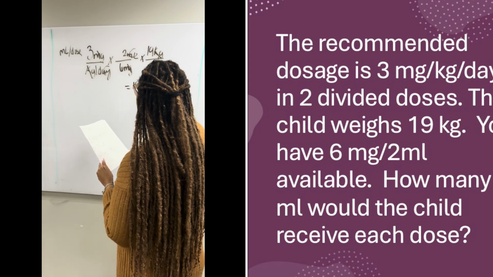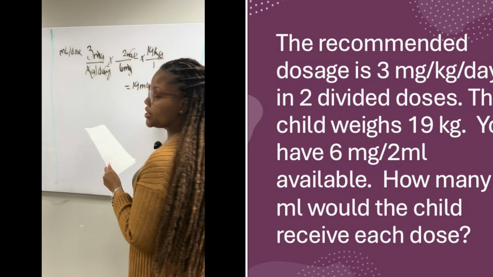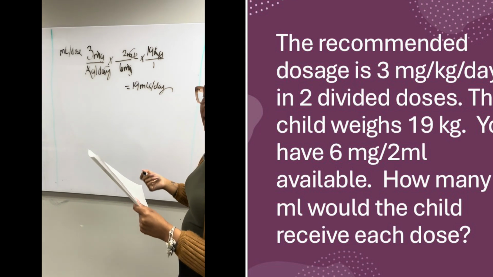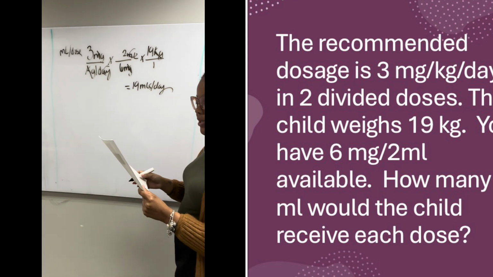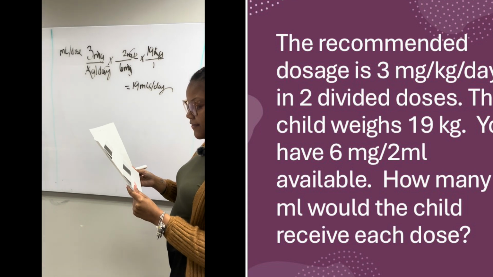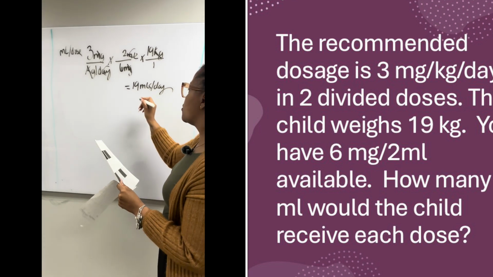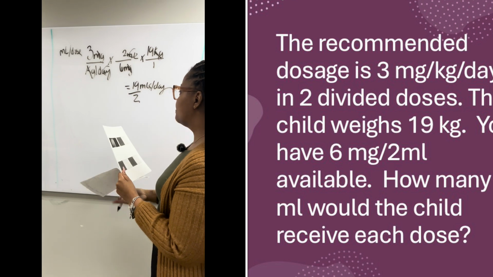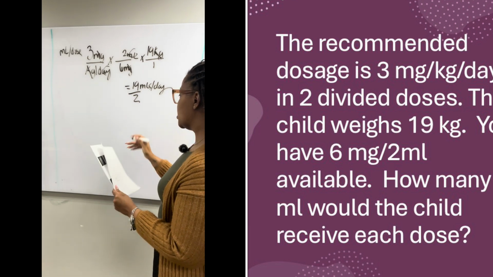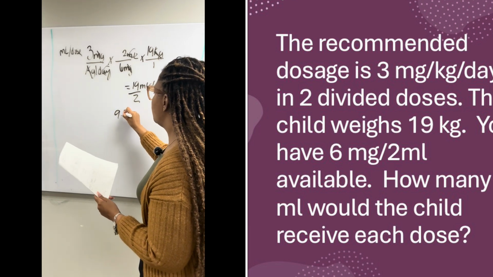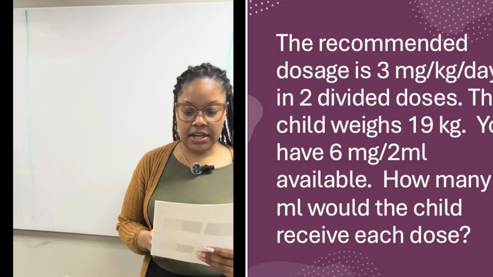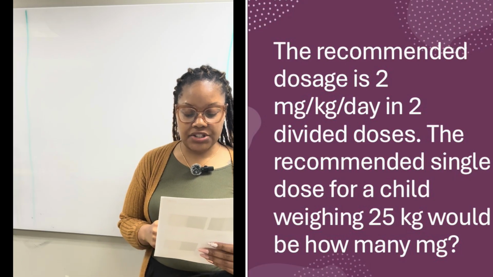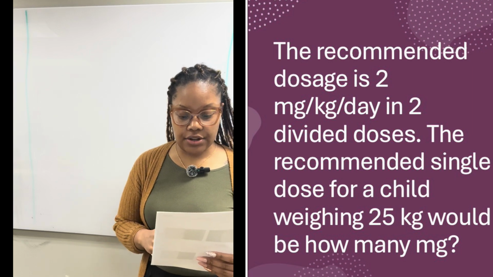All right, so once we do that, we're going to get a total of 19 mLs per day. But the question is not asking for mLs per day. The question is asking for mLs per dose. So it says that in the question is divided into 2 doses. So we're going to divide by 2. So we should get 9.5 mLs per dose.